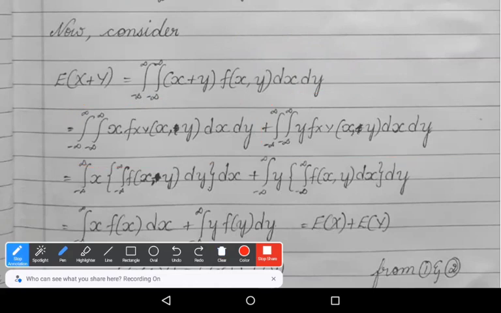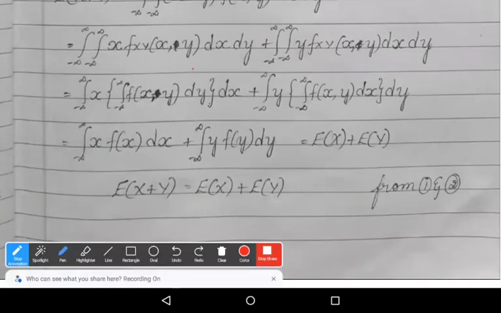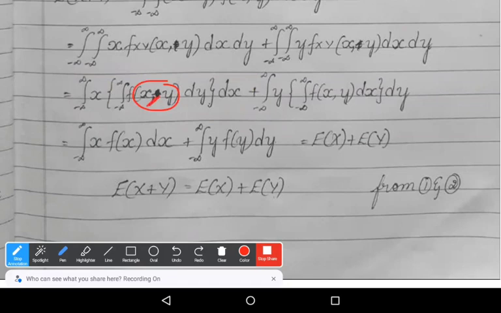So rearrange the terms, rearrange the integration. Integral from minus infinity to plus infinity x into integral from minus infinity to plus infinity f of xy of x comma y dy, here it is comma, not plus, so f of xy dy, plus y into integral from minus infinity to plus infinity f of xy dx. Now use equation 1 and equation 2.